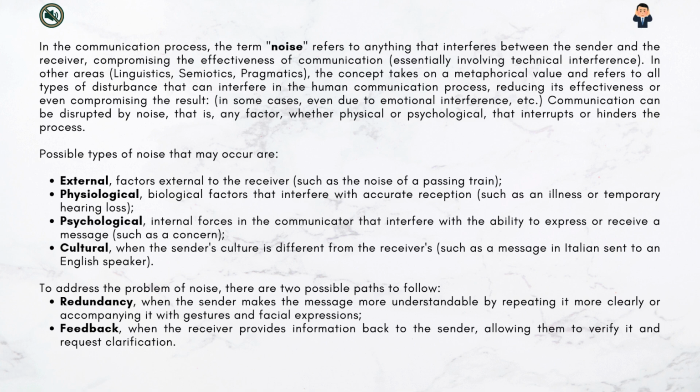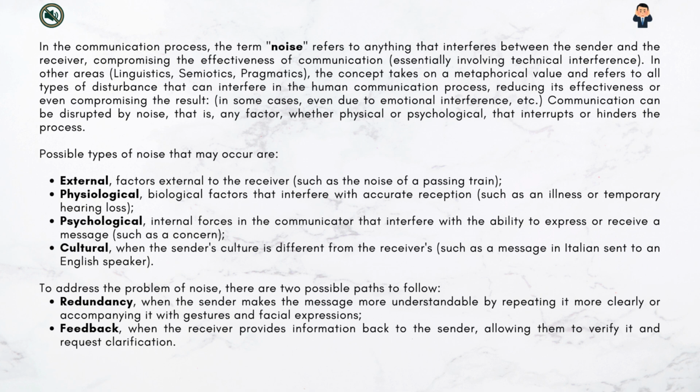Possible types of noise that may occur are external, factors external to the receiver, such as the noise of a passing train; physiological, biological factors that interfere with accurate reception, such as an illness or temporary hearing loss; psychological, internal forces in the communicator that interfere with the ability to express or receive a message, such as a concern; cultural, when the sender's culture is different from the receiver's, such as a message in Italian sent to an English speaker.